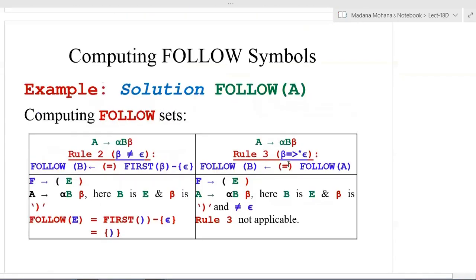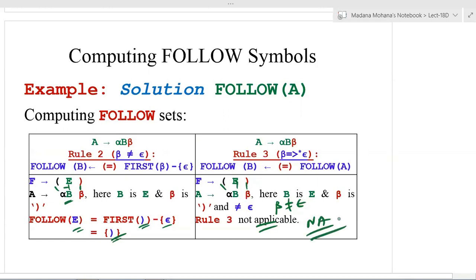Then the last production, F derives E within parentheses. Now, if you make alpha as left parenthesis, B as E, always B you can assume as a variable only, then beta as right parenthesis. Now see, first of beta minus null is added to follow of B. That means follow of E. Therefore, follow of E equals first of right parenthesis. Here you won't get null. So first of right parenthesis equals right parenthesis only. Similarly, apply alpha B beta. Here alpha is null, B is E, beta is not null. Here, beta is not equal to null. Therefore, rule 3 is not applicable here.